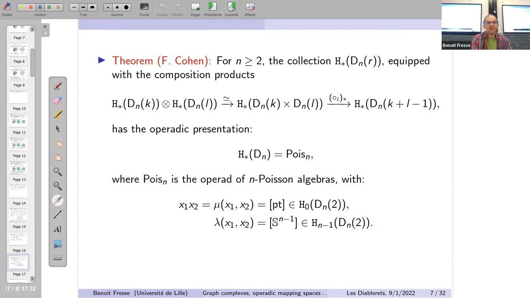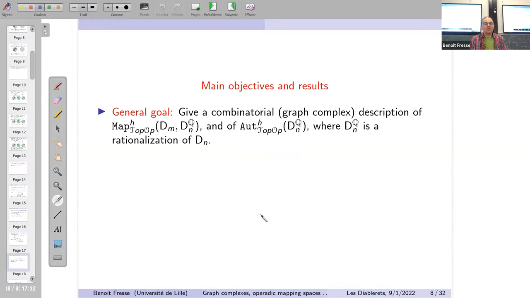So I'm going to use these results. The main objectives are to give first a combinatorial description of a derived mapping space. I forgot previously to mention that I'm considering mapping spaces in the derived sense. So the space of maps from D_m towards a certain rationalization of D_n. We are not able to deal with the integral version of D_n; you have to take rationalization. And also the homotopy automorphism spaces of rationalized D_n.